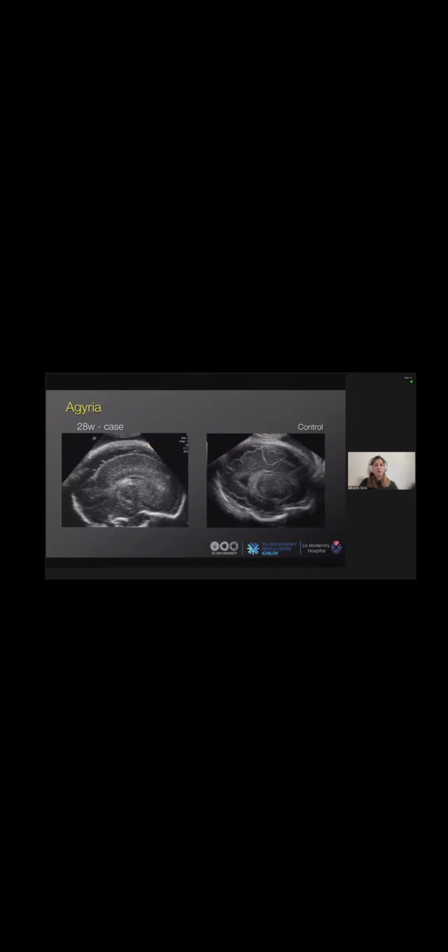So let's see some cases using ultrasound. Again, 28 weeks, completely smooth, looks like 24 weeks. This is the control for comparison. So we know that something very, very bad is happening here. Can I tell this is LIS1, this is DCX, whatever? No. And then I will check for associated abnormalities for the fetal sex as well.